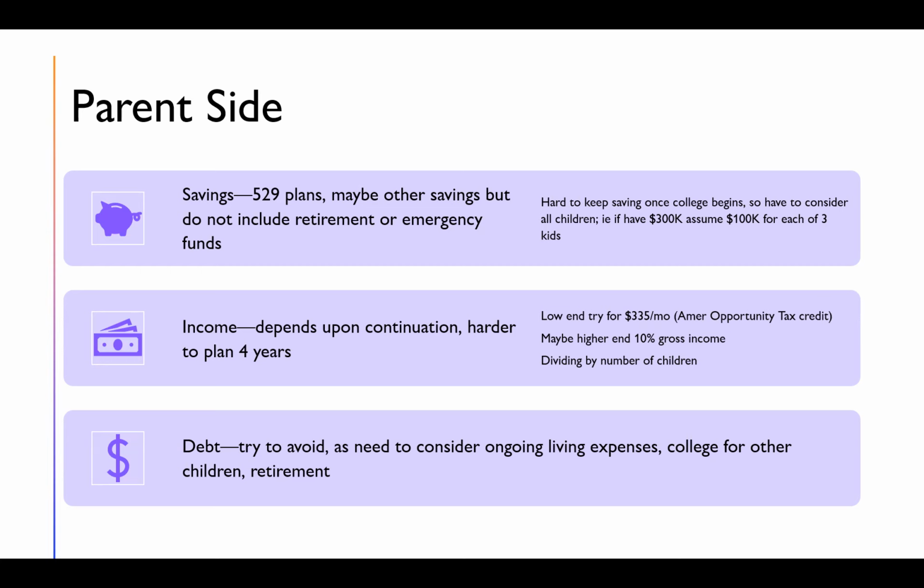Income, obviously, we don't know what the world looks like, but we make an assumption that families working at a certain level of income will continue that income. Obviously, harder to predict the future. So when I'm doing my calculations on the next slides, I am looking at perhaps a family that is able to save at least, or cash flow at least, $335 a month towards education. On the higher end, maybe you are able to separate out and pay monthly 10% of your income.